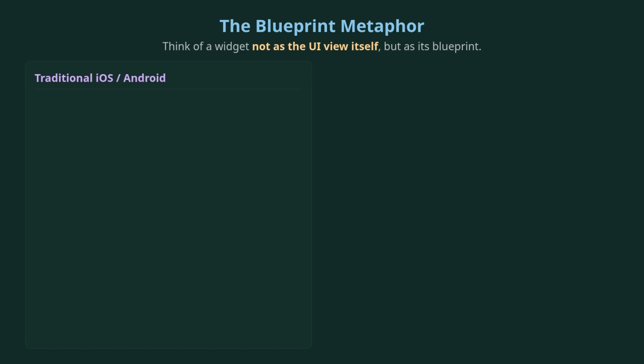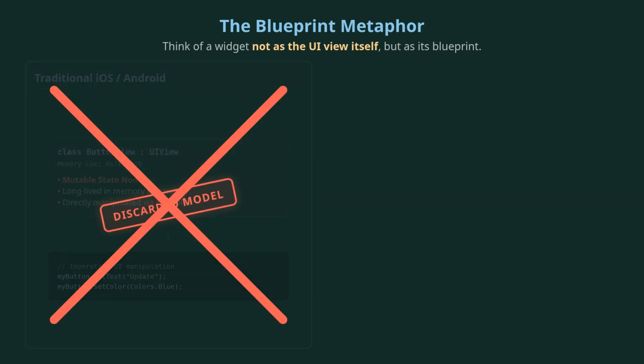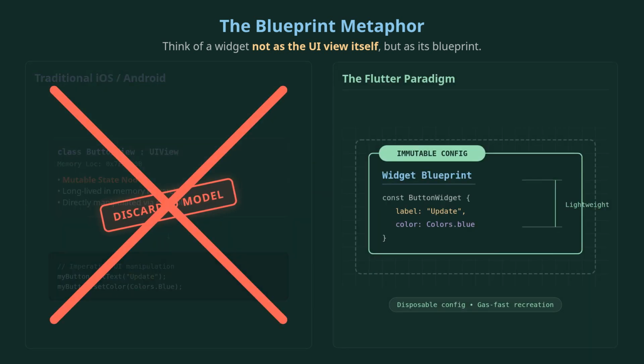Think of a Flutter widget not as a physical button or text box on your screen, but as a lightweight blueprint. In traditional iOS or Android development, UI views are long-lived, mutable objects that you mutate directly. Flutter completely discards this model. Instead, every single widget is an immutable configuration, a simple, cheap instructions manual that tells Flutter how to draw something.